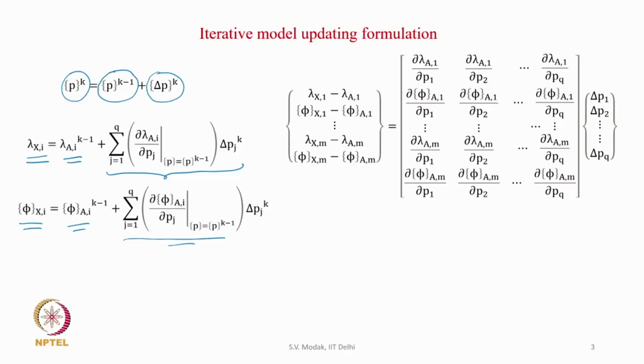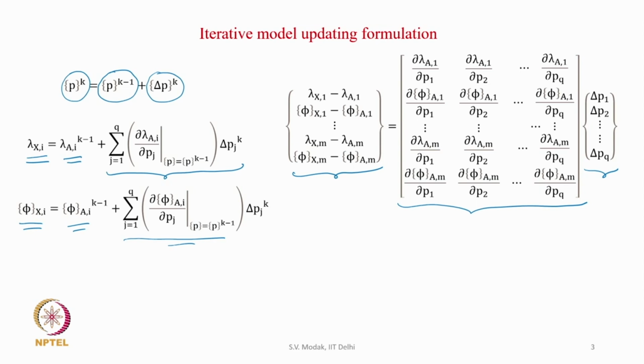So, on the left hand side what we see consists of the difference between the experimental and analytical, or the FE model, eigenvalues and eigenvectors. On the right hand side we have this coefficient matrix, which consists of the derivatives of the eigenvalues and eigenvectors with respect to different updating parameters. And then we have this vector of changes in the updating parameter, which is the unknown.